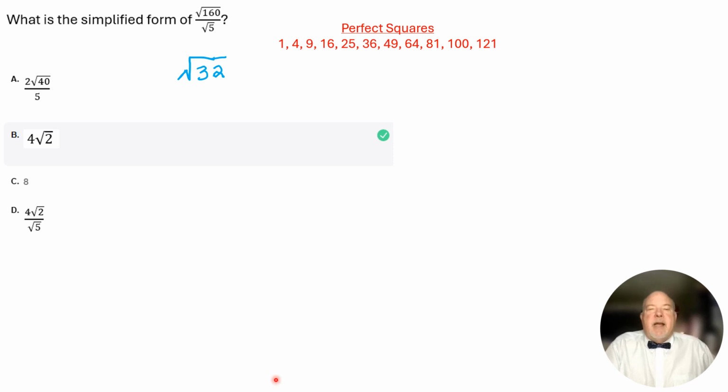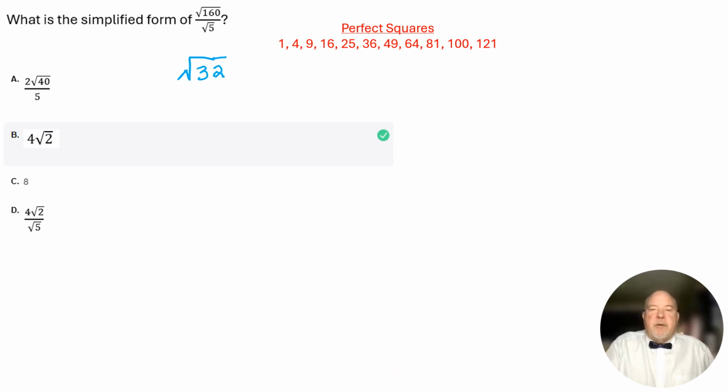All right, so now back to my perfect squares. I want to see if any of these perfect squares are a factor of 32. And in fact, if there's more than one, I want to find the biggest perfect square that's a factor of 32. So I look through my numbers here. I have 4, that'll go into 32, 4 times 8. 9, no. 16, that'll go in. And all the rest of these are too big. So 16 is the biggest perfect square I can factor out of this.